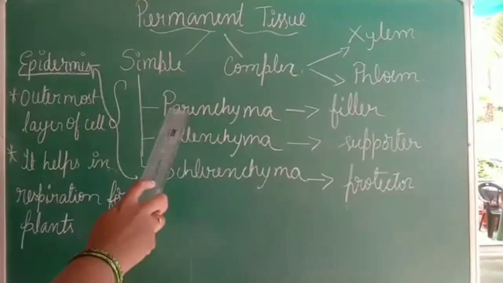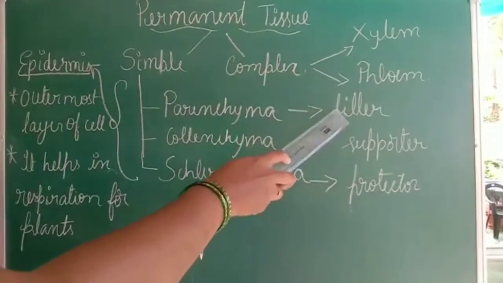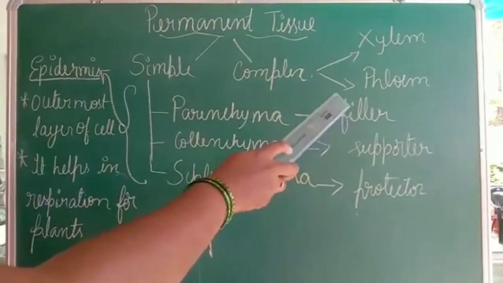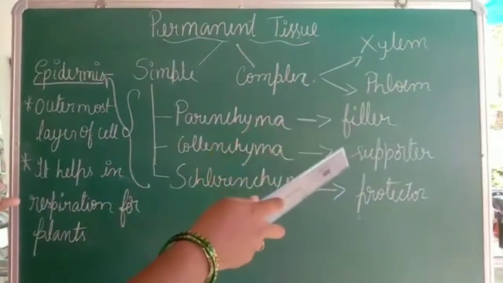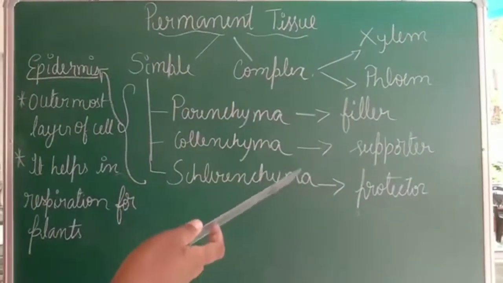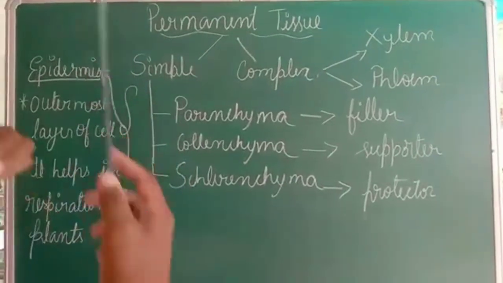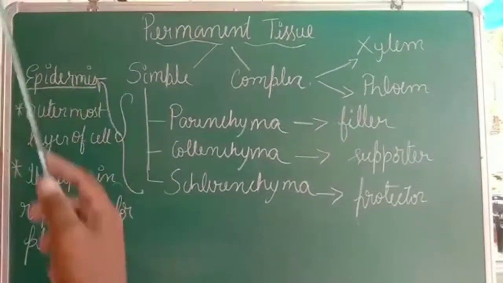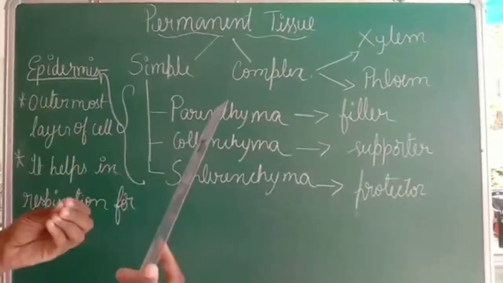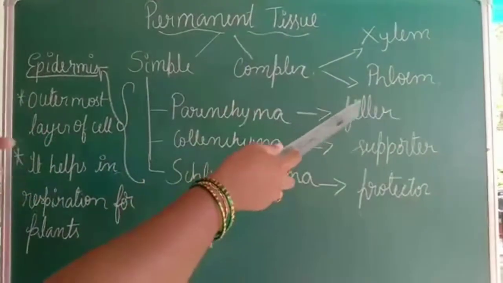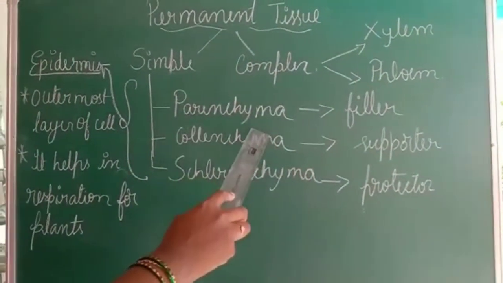Parenchyma is called the filler of the plant. What do you mean by filler? It fills all the nutritious content whatever the plant requires. That filling work is done by parenchyma.